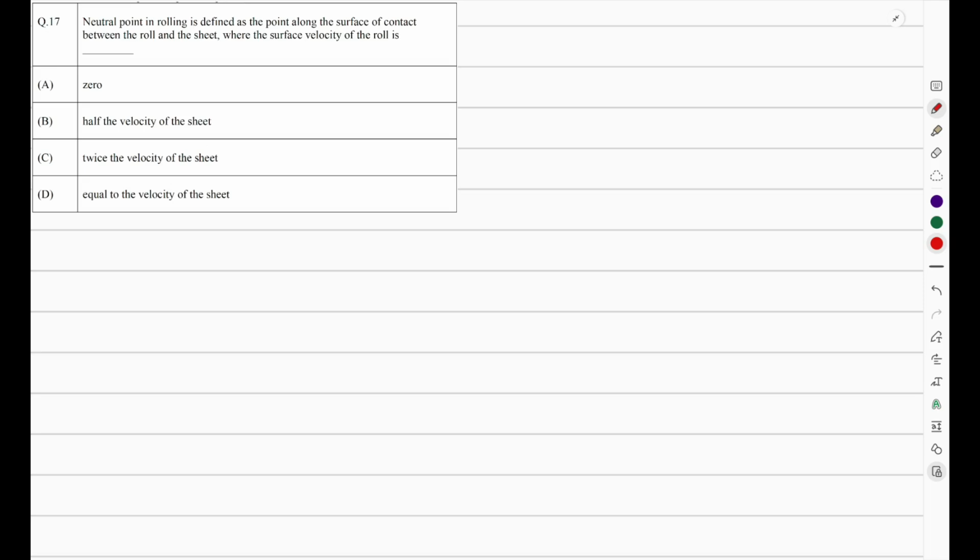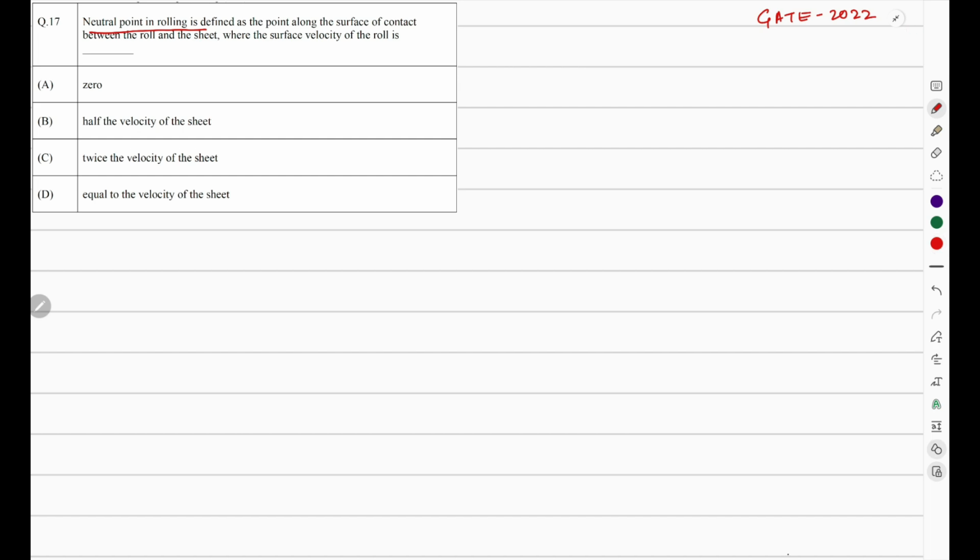In this video, we are going to see question number 17 of GATE 2022 question paper. According to the question, the neutral point in rolling is defined as the point along the surface of contact between the rolls and the sheet where the surface velocity of the rolls is 0, half the velocity of the sheet, twice the velocity of the sheet, or equal to the velocity of the sheet. So first of all we will see the fundamentals, then we will take the correct answer.